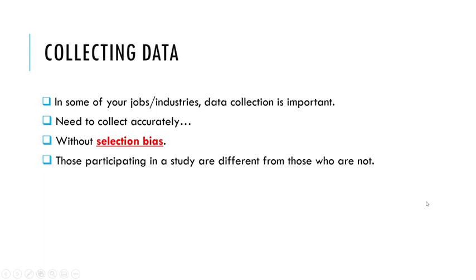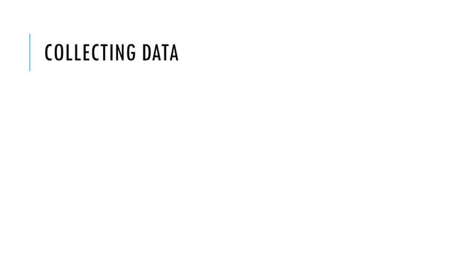When we talk about selection bias, we're asking ourselves, are those participating in a study or the ones for which we're collecting data on, are they different from those who we're not collecting data on or who are not participating in this study? If we answer yes to that question, if these are different, well, we might have some selection bias, and that could cause us to make very bad conclusions. It's going to influence our results. It's going to have us making inferences that we shouldn't really be making.